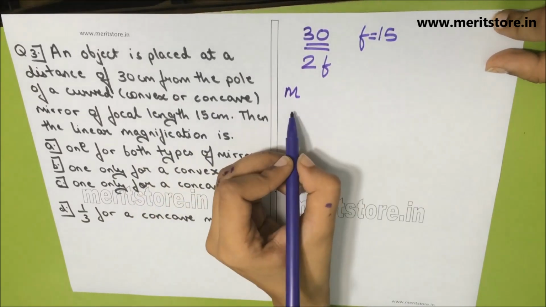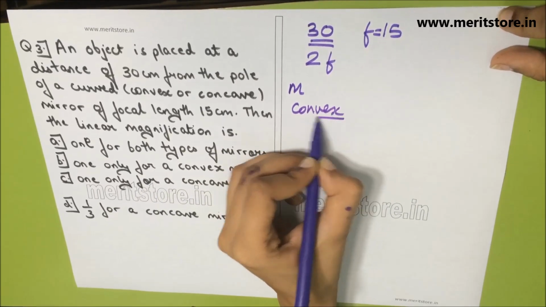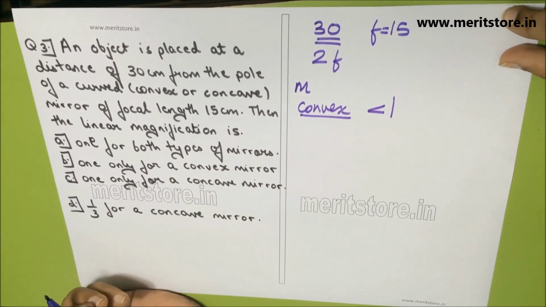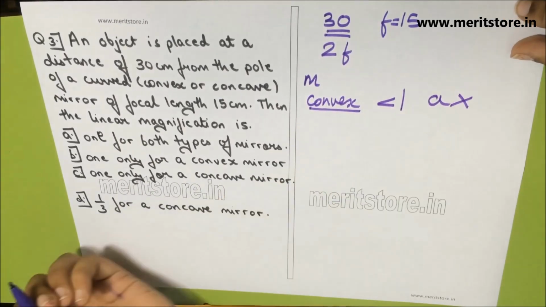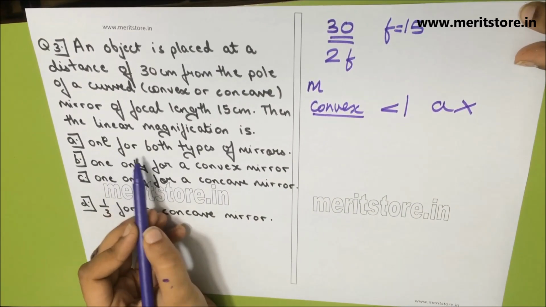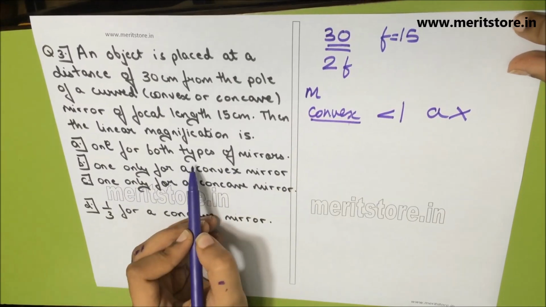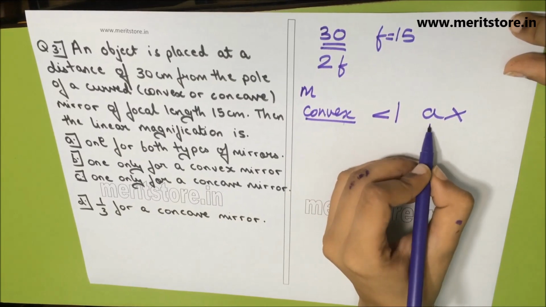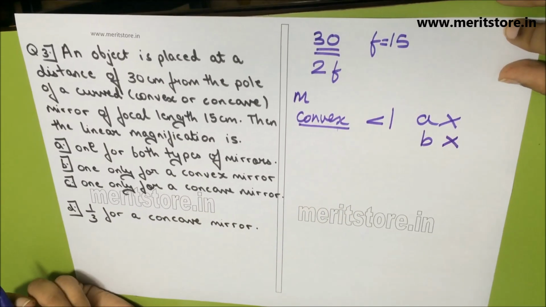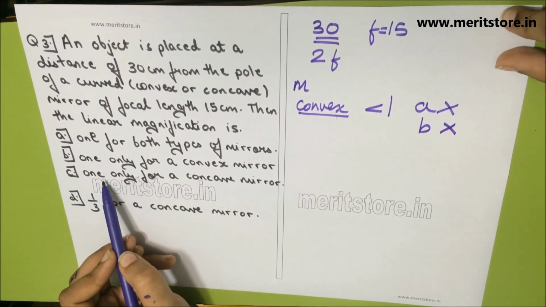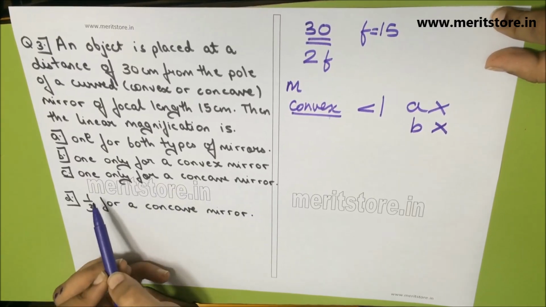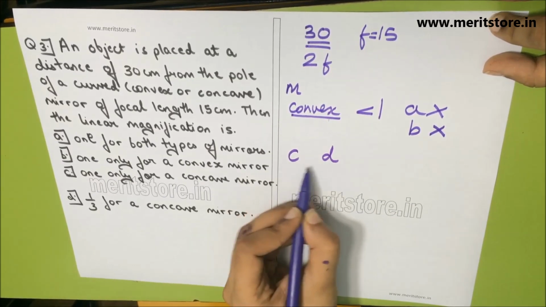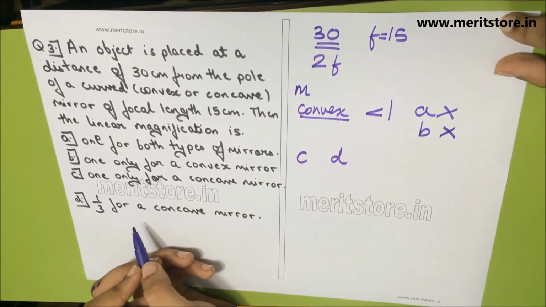But we know that for a convex mirror, the magnification is always less than 1. Thus A will not be right because it says 1 for both types of mirror. For a convex mirror it can never be 1. B states 1 only for convex mirrors. Again, convex and 1 can never go hand in hand. C states 1 only for a concave mirror and D is 1 by 3 for a concave mirror. So we have to choose between the two options C and D. Both are for the concave mirror.